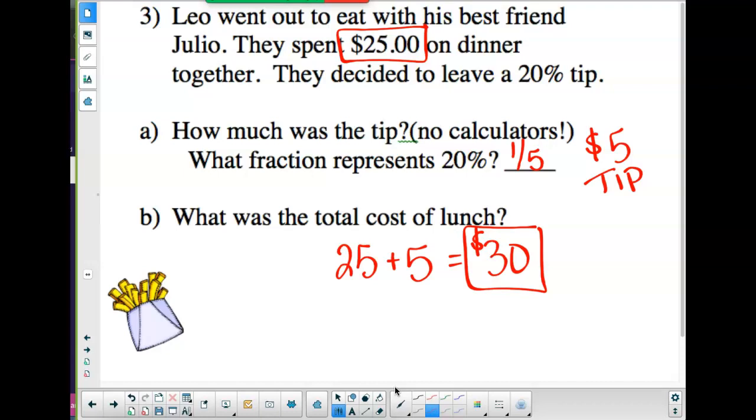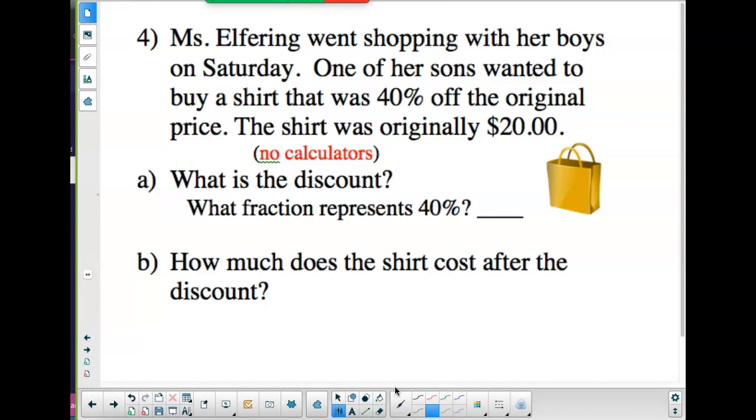Any questions so far? Okay, flip the page to page 6. I went shopping with my boys on Saturday. Shopping with my boys is never a whole lot of fun. Just saying. They're not good shoppers.